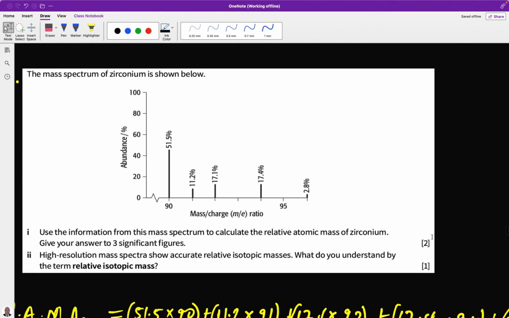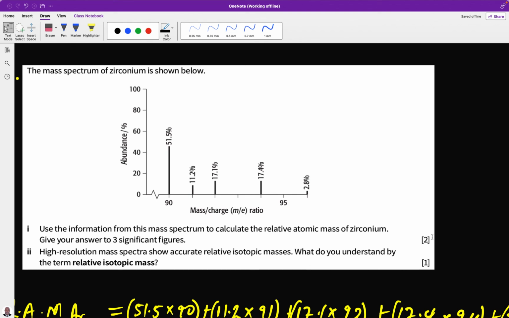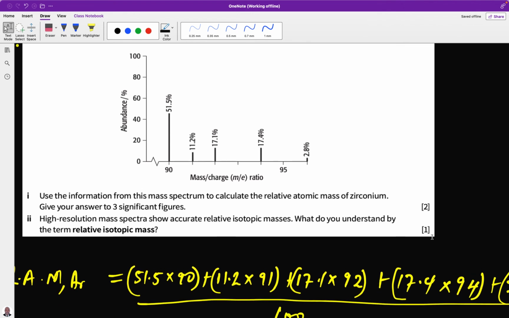Then it took us again to the last section of it, which was the mass spectrum of zirconium. Again, we were given this analysis of a mass spectrometer where the analyzer has given us the abundances and they have given us the different masses of the isotopes that are involved. These are the different isotopes. We have their relative abundances. We have their relative atomic mass units. Now, we have been asked, use this information to calculate the relative atomic mass of zirconium.